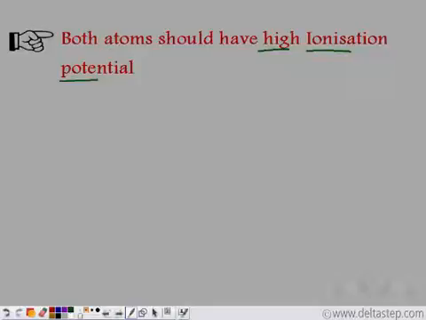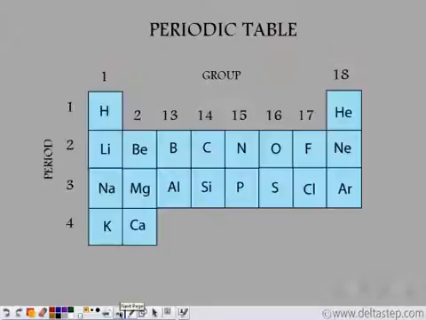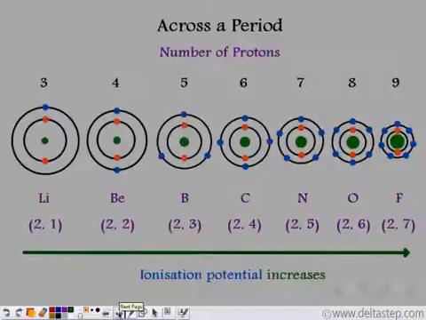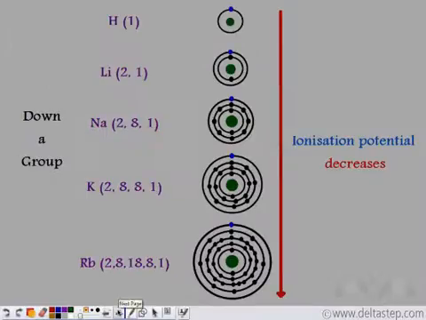Let's see how ionization potential varies in a periodic table. When we move from left to right in a periodic table, the ionization potential increases. And when we move from top to bottom in a group, the ionization potential decreases.